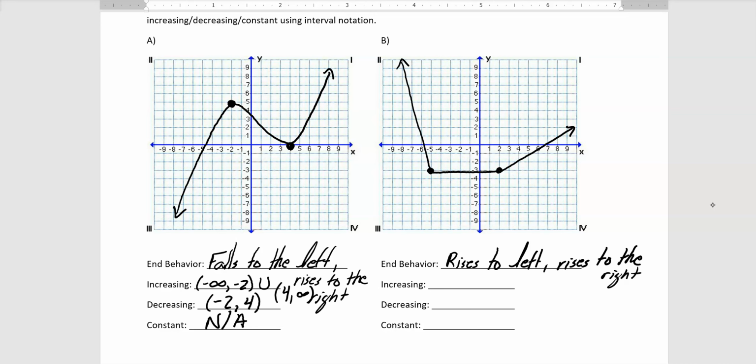Awesome. Increasing, decreasing, constant, remember, is left to right. So as I move left to right, we're going down, then we're constant. We are increasing, however, from 2 all the way over. So we're increasing from 2 to infinity. We are decreasing, like we said, all the way from negative infinity down to here, which is -5. Remember, we're looking at our x values. So we're decreasing from negative infinity to -5, and then we are constant from -5 to 2. And there we have it. That is increasing, decreasing, constant, and end behavior.